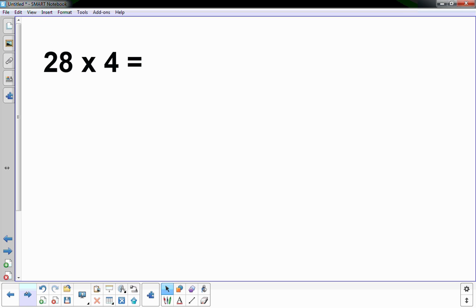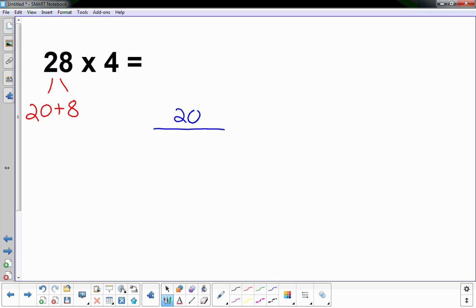Let's get started. We have the number 28, we have the problem 28 times 4. 28, we learned in class, is really 20 plus 8. 20 and an 8. We can draw a quick sketch. 20 plus 8 times 4. We're building dimensions of an area, and the area will give us the problem. So this multiplication method will help students also grasp the concept of area, which is a benefit to it.